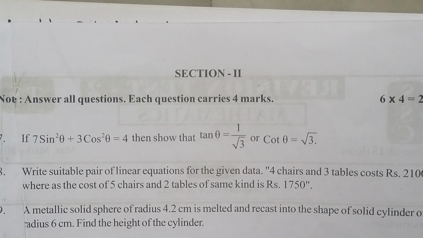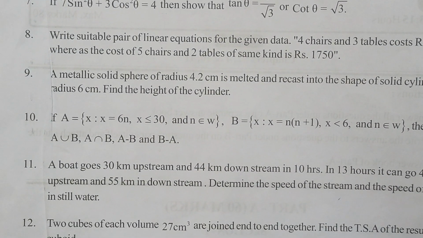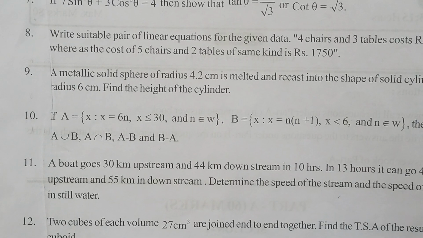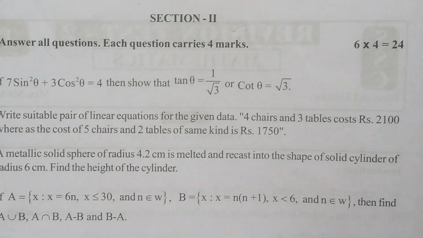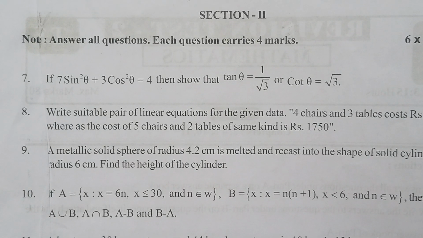Okay, let's start. In section 2 they gave 6 questions, 7 to 12, and each question carries 4 marks. Now coming to the first sum. What is given? If 7 sin square theta plus 3 cos square theta equal to 4, then show that tan theta equal to 1 by root 3 or cot theta equal to root 3. We can solve this sum using two or three methods. I'm going to explain all three, then whichever is easy for you, you can follow that method in the exam. Okay, let's start.